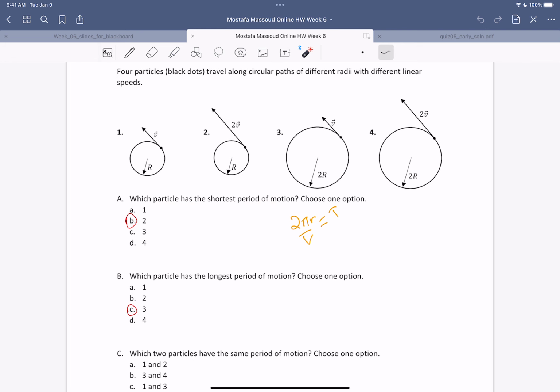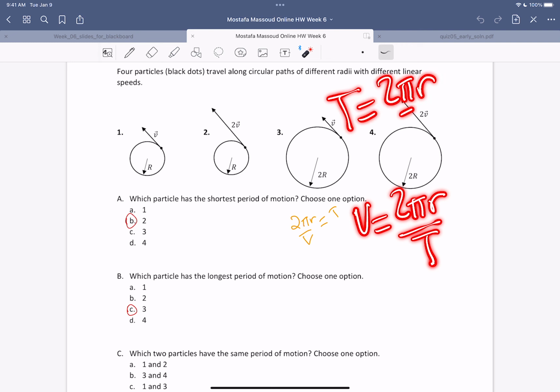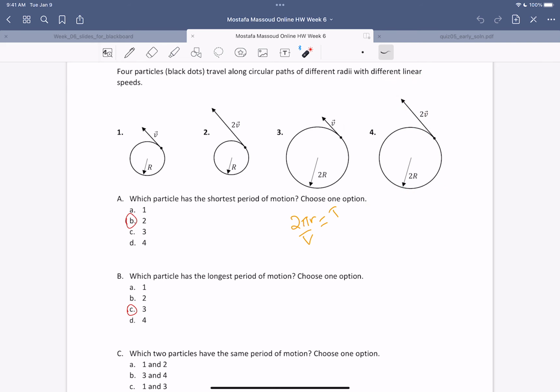Well, we were concerned with period, and how does it relate to v and r? We know that v is equal to 2 pi r over t. So if we want to isolate t and look at how it is affected by the rest of the variables, we can say that t is equal to 2 pi r over v. We just multiply this over and divide by v. So which particle has the shortest period of motion? Well, we know that t is equal to 2 pi r over v.